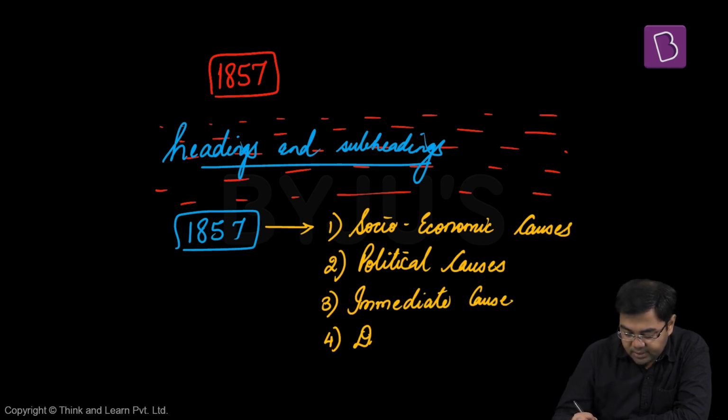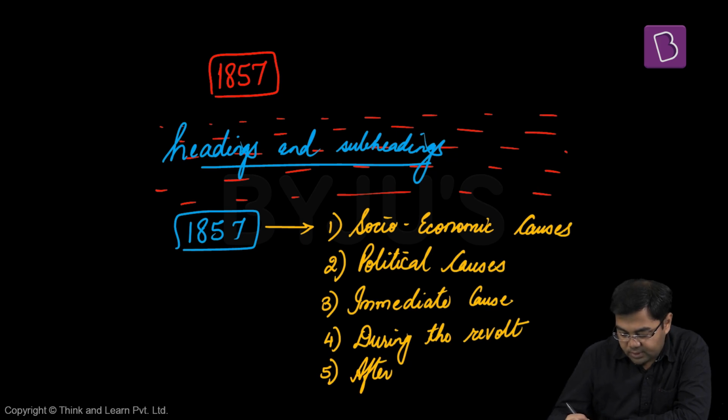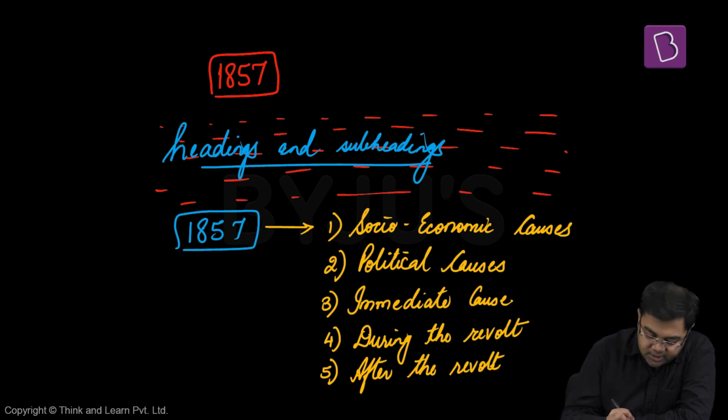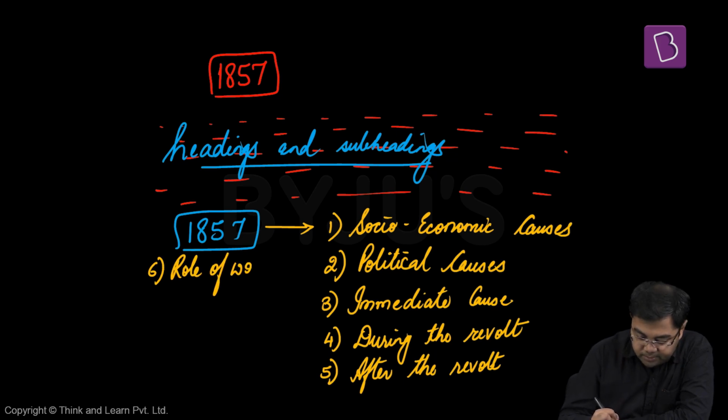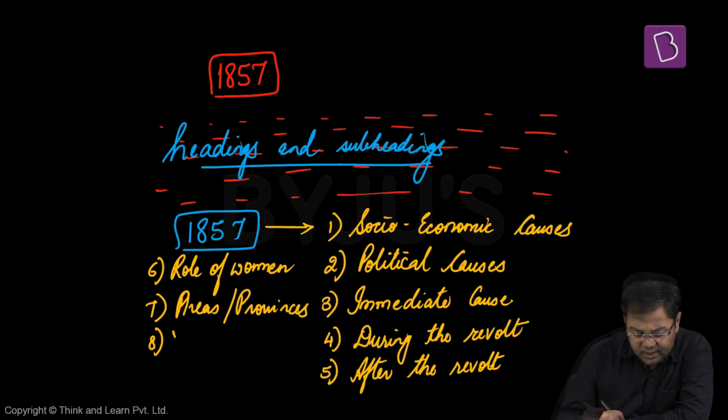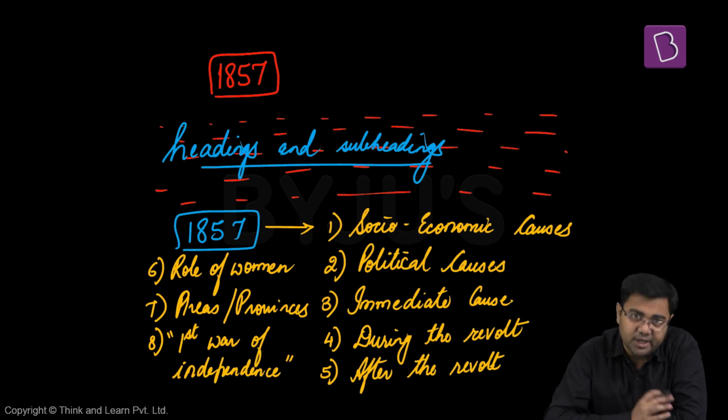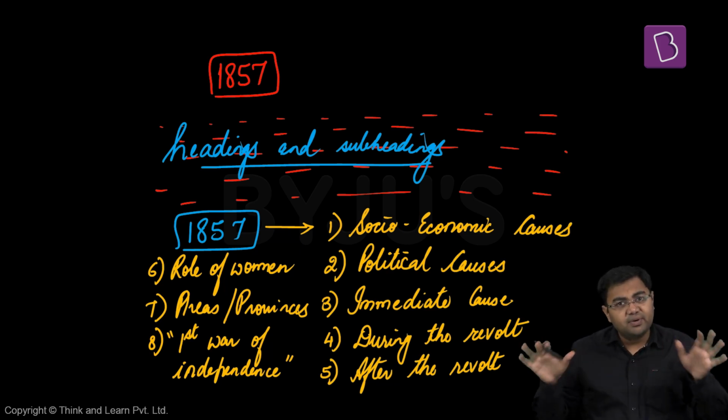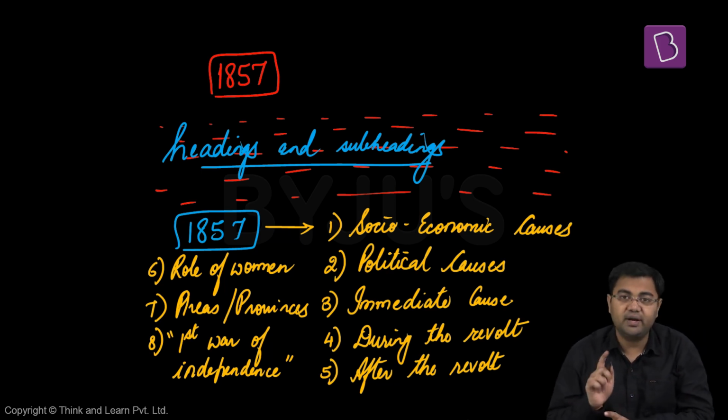Then you might make a note of what happened during the revolt. Then you might make note of what happened after the revolt. Then you could write about the role of women. Then you could write about which areas or provinces participated. Then you could write about whether we can call it the first war of independence, as Savarkar had called it. So all these different kinds of notes could be made out of this one topic.